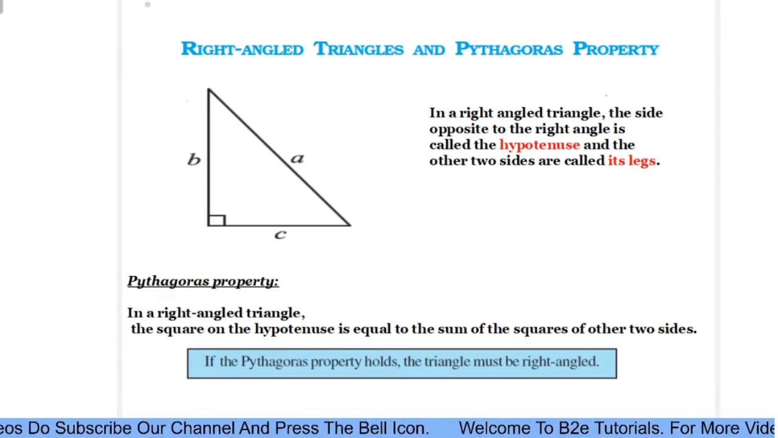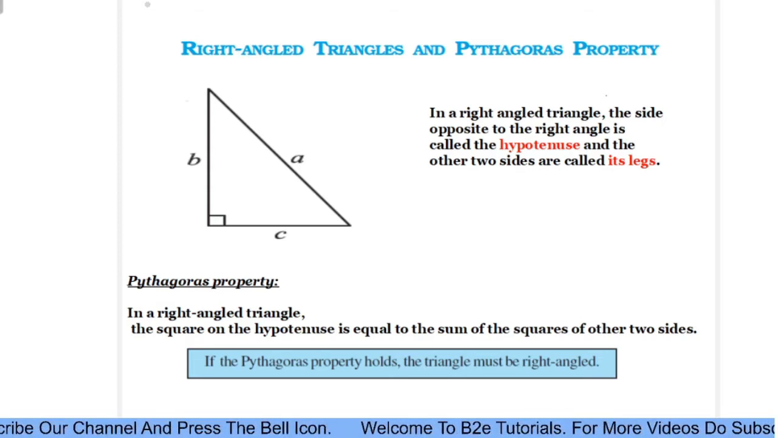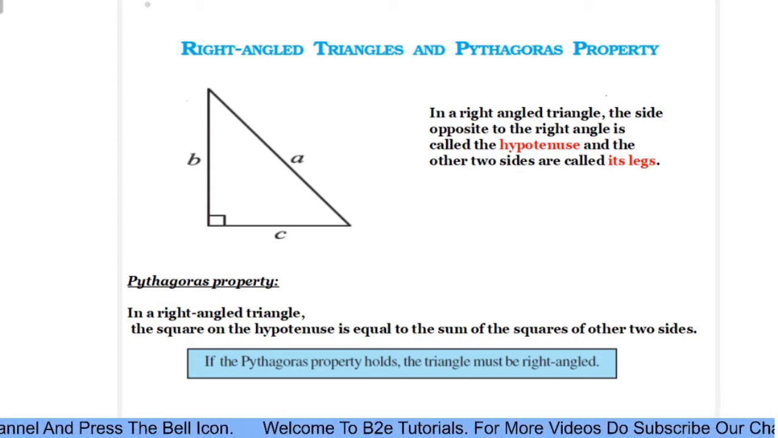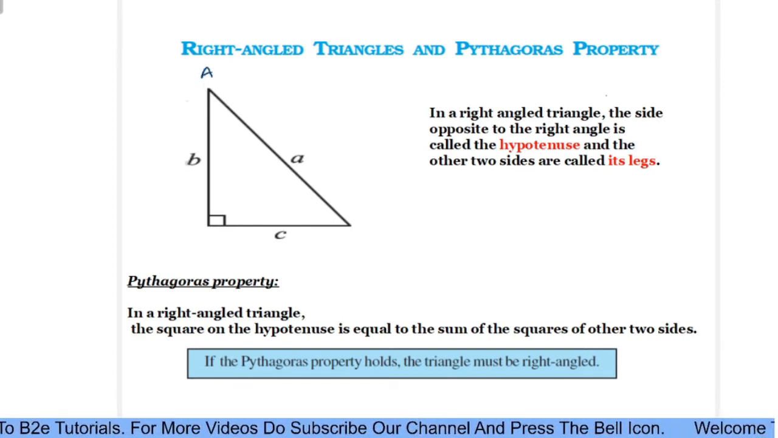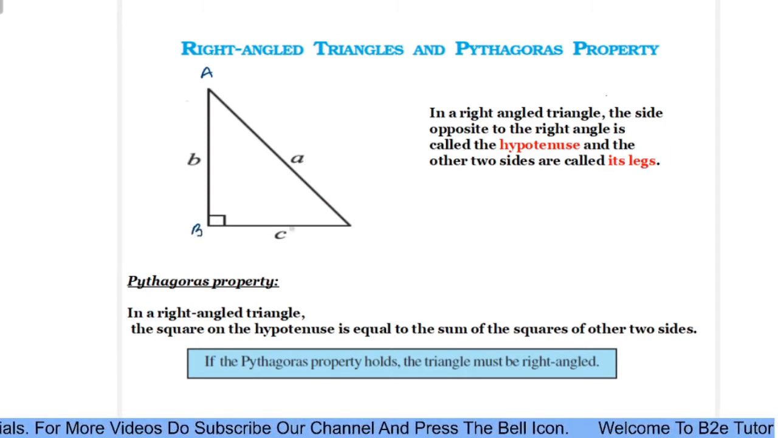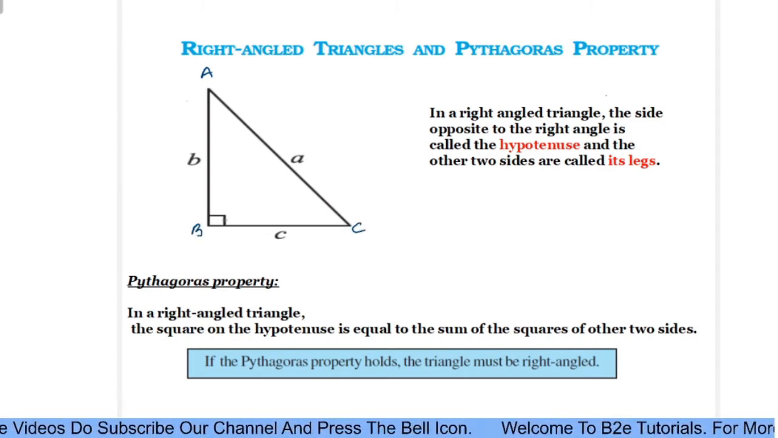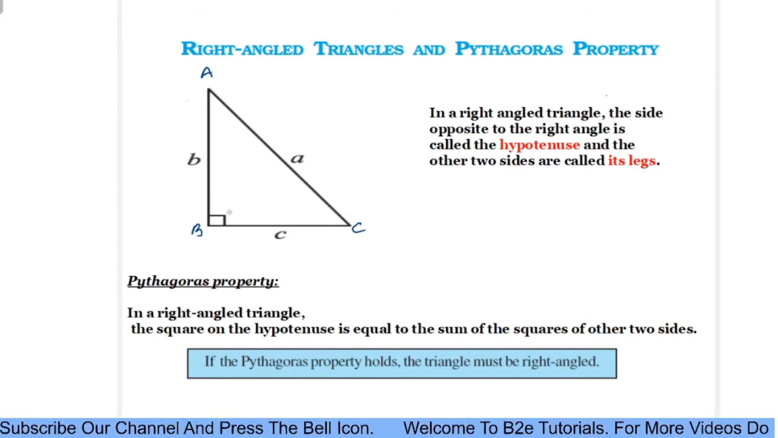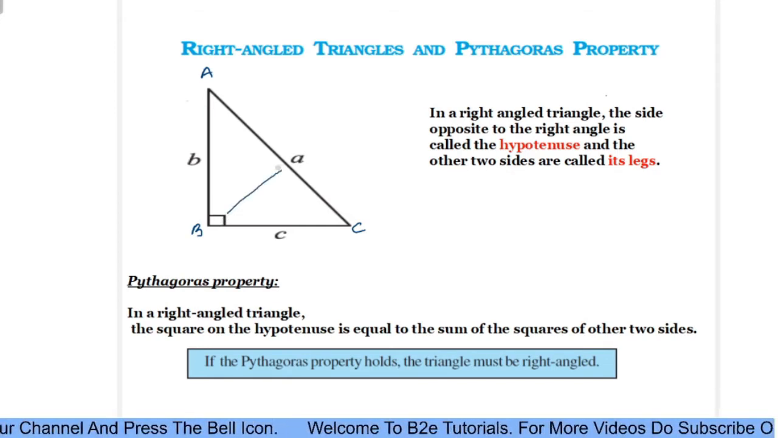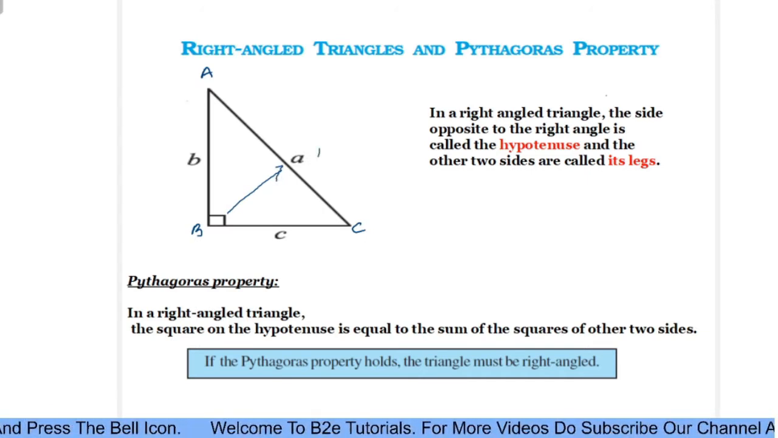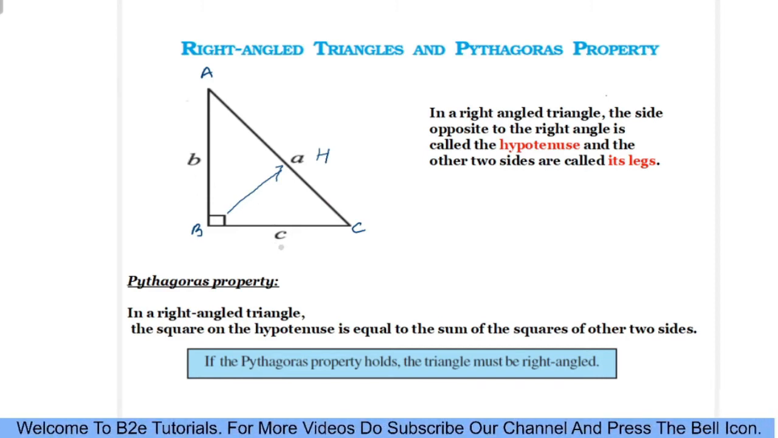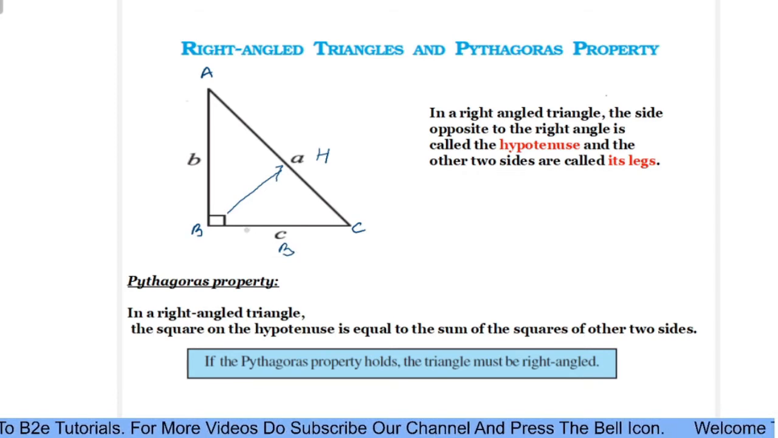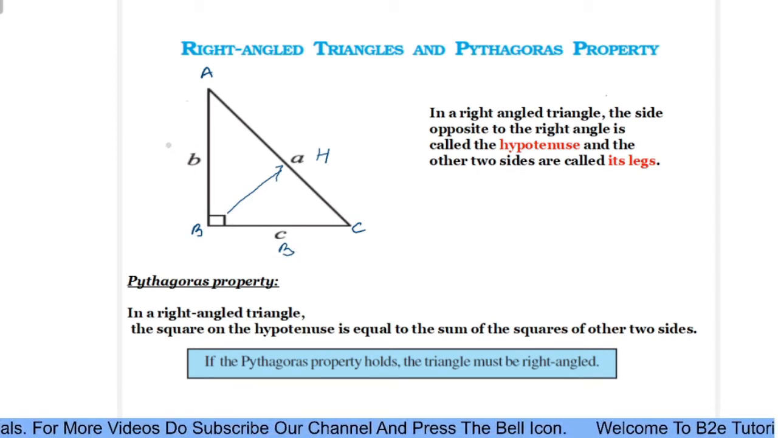In a right angle triangle, the square on the hypotenuse is equal to the sum of the squares of other two sides. Here in this figure, right angle triangle, name it as A, B and C. Here it is a right angle at B, the side opposite to B, it is called hypotenuse. And the other two sides, BC, it is called base, and AB, it is called perpendicular.